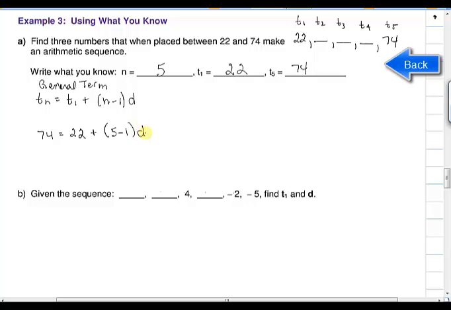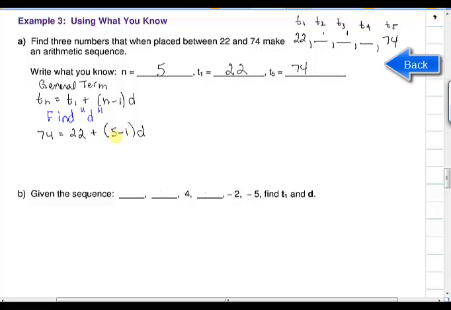And then times d. Now if you take a look at this equation, it looks like we're finding the variable d. And so that is really going to be our first step. It makes sense that we want d because in order to build our sequence to go from 22 to 74, I need to know what the common difference is, right? I need to know what to add to 22 to get T2, what to add to T2 to get T3, and what to add to T3 to get to T4. So we're going to solve for d here.